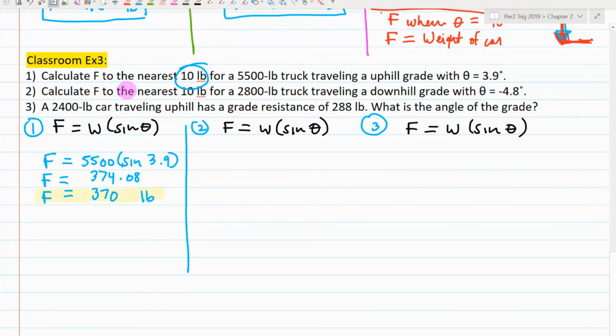For the second one, they want us to calculate F. 2,800. This one's going downhill. So that gives us negative 234.29. So the force, or the grade resistance, is negative 230 pounds.